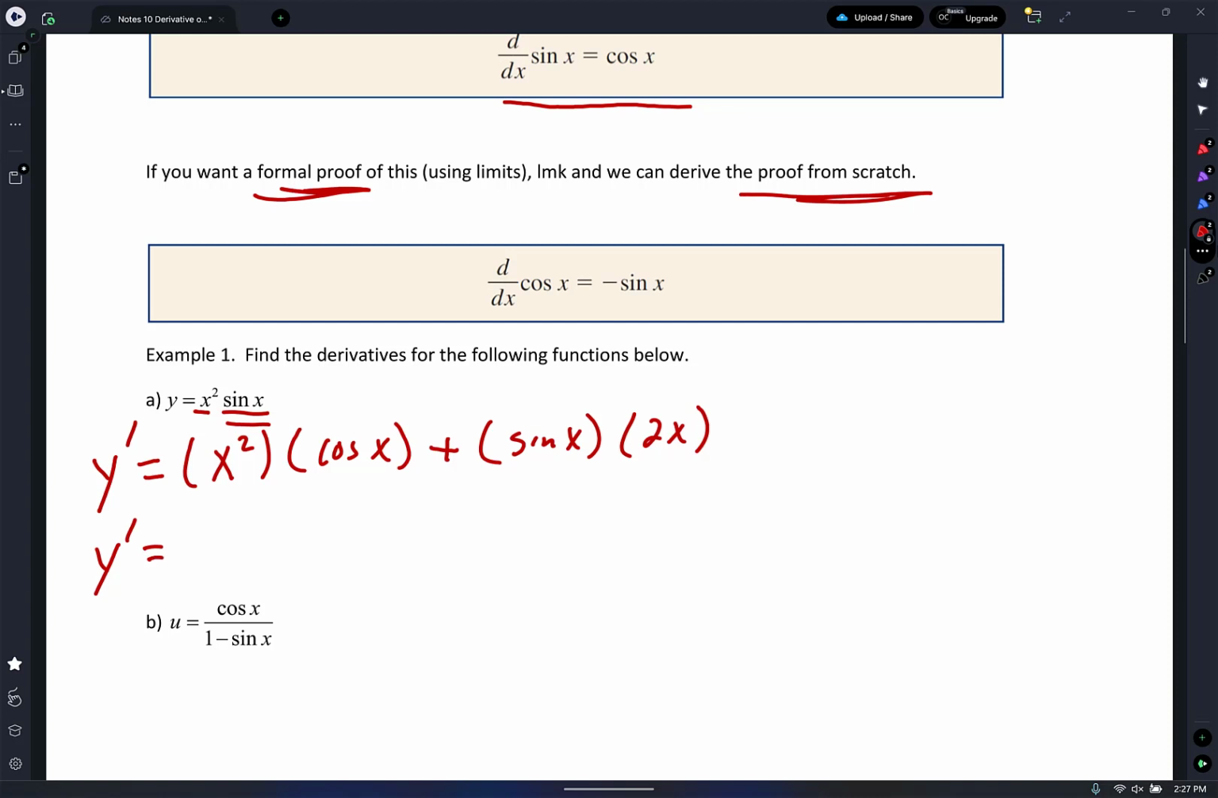All right, y prime. I'm going to write it pretty. Usually you just put the 2x in front of the trig here. So x squared cosine x. There's my product. Plus 2x sine x.